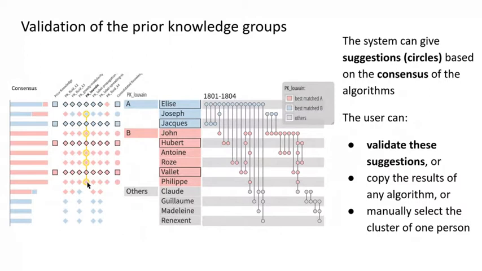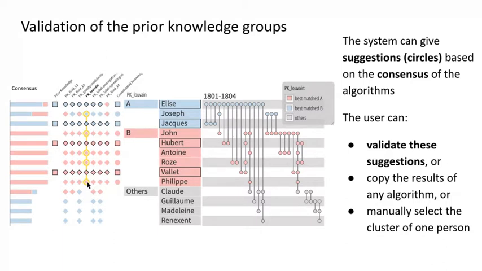In this phase, the system can give suggestions based on the consensus of the algorithms or a selected algorithm. And what the user will do is consolidate the final partition, which is the final result that the user will have, using the suggestions of the system based on the consensus or one or several specific algorithms that she's interested in. So the user can do several things.